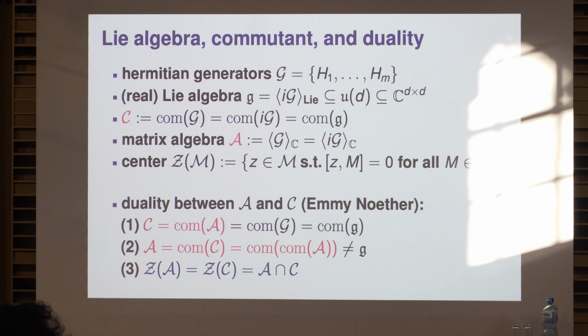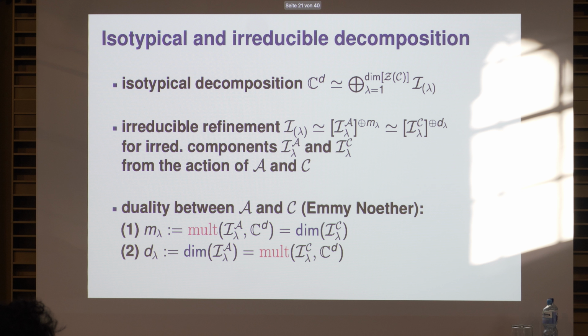It's important to realize that the double commutant property doesn't hold for the Lie algebra, actually. If you take the double commutant of the Lie algebra, you don't get the Lie algebra back. You get the smallest matrix algebra that comprises the Lie algebra, so you get A back. Probably for some of you this is well known, but I think this is very important.